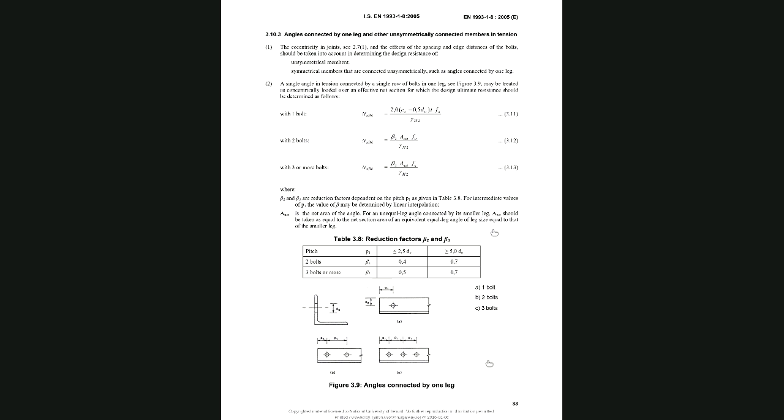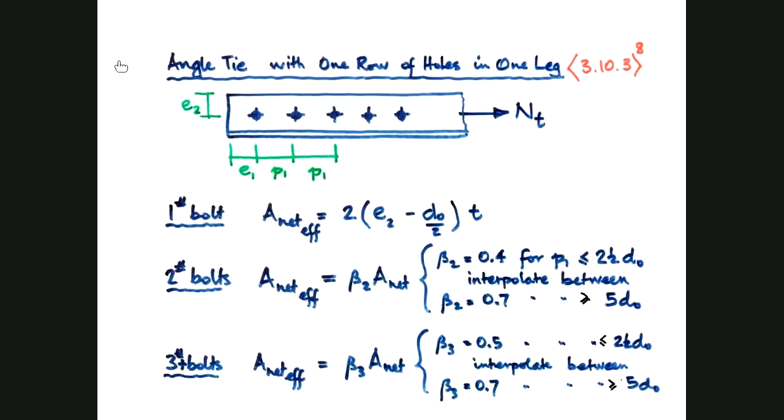Okay, so that's the code. So I'll just go back to the example. Okay, so these are the notes that are up on Blackboard. So it's exactly the same as what we just did, where we went to section 3.10.3 in Eurocode 3, part 1, part 8.